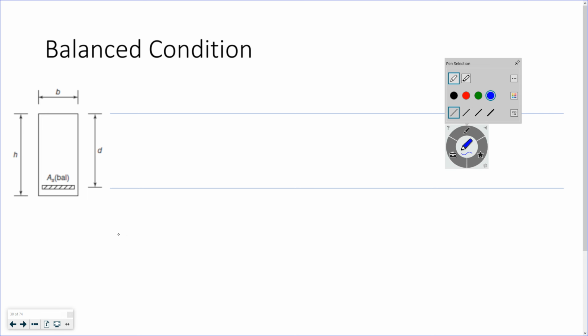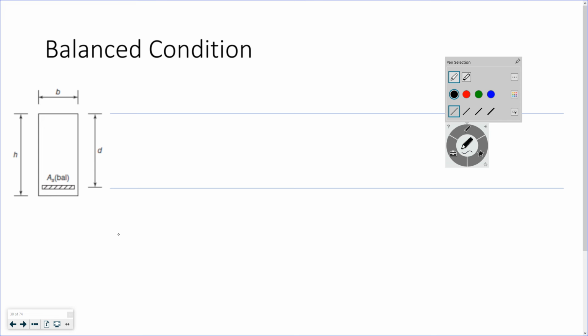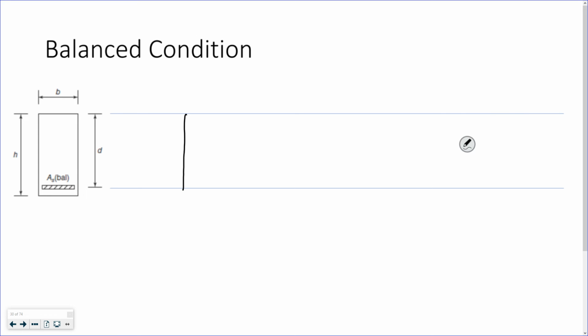All right, now we're going to move into what's called a balanced condition. You might have a guess as to what that means. Because if we're talking about our, right here, I'm going to look at my strain. Man, I really need to learn how to draw straight lines. Okay, all right, there's my strain profile.